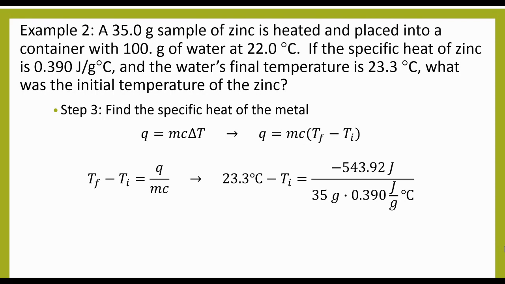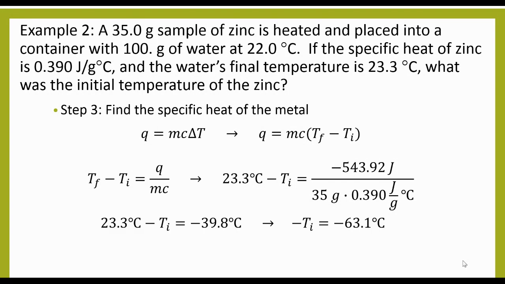Okay, so if we take a second and look at this, TF minus TI is equal to Q divided by MC. So basically, I divided both sides by MC. Now I go ahead and plug in my values. So I know that the final temperature of my water and my zinc will be the same. So that's 23.3 degrees Celsius. My initial temperature of my zinc, I don't know. So I'm going to leave that just TI. My Q is from step 2. My mass is the mass of the zinc. And then I'm multiplying that times the specific heat of my zinc.